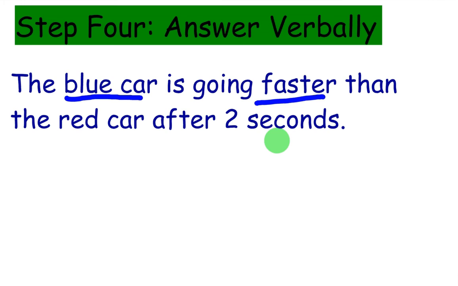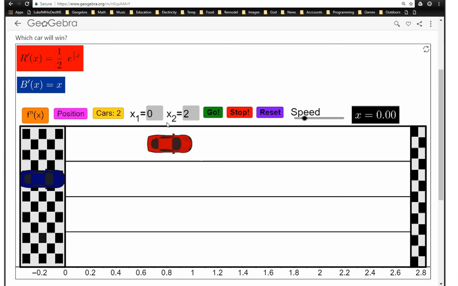All right, so here's our race, so to speak. Notice the red car starts out ahead of the blue car. The reason for that is if you plug in 0 to the original function, you get 1 for the red car. You get 0 for the blue. So that's why the red car starts out ahead. Now here are the derivative functions.